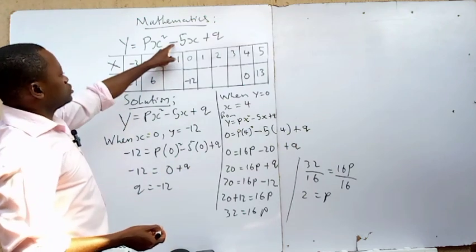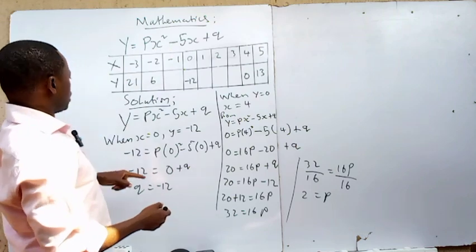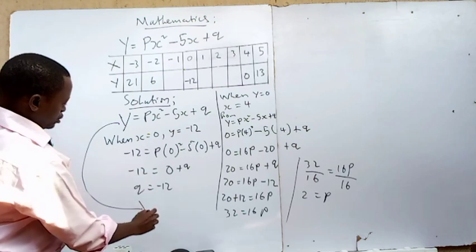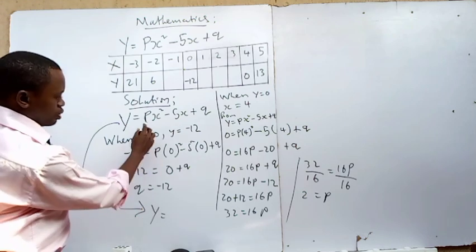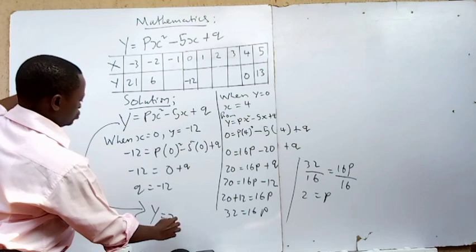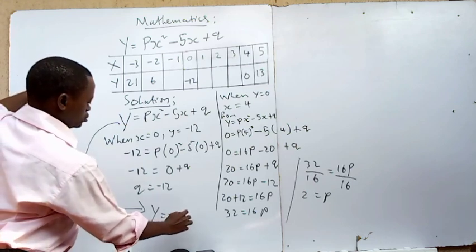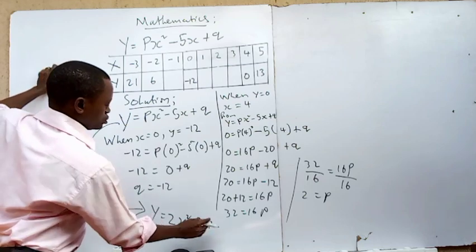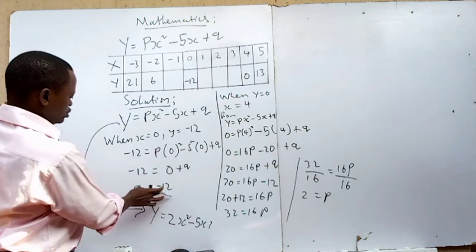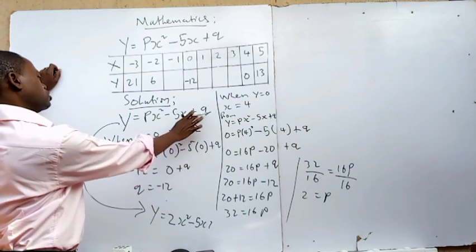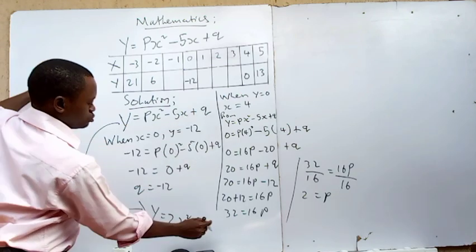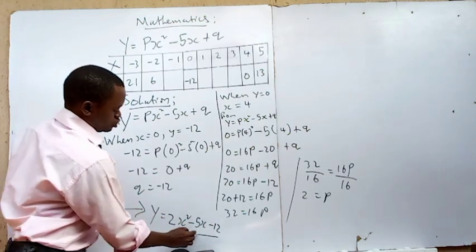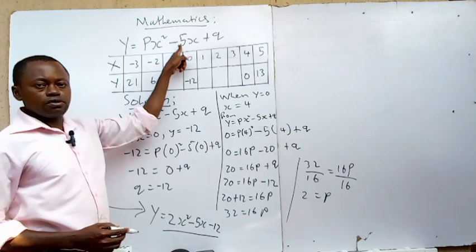It then means this equation, we can now rewrite it as y is equals to, our p is 2, 2x squared minus 5x plus, no, it's not going to be plus because of the negative nature of this. So minus into plus will give us minus. So this will become minus 12. Okay, so this is the equation that is being given to us here.